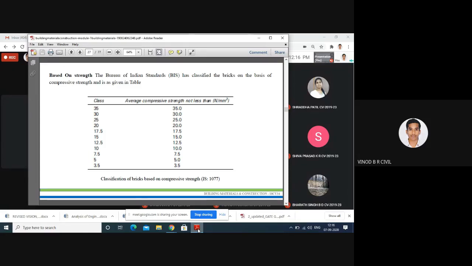If you come to cement or concrete, if the grade of concrete is M30, M is the mix proportion, and 30 is 30 Newton per mm square after the curing time. In a brick also we can expect compression strength. The code book is IS 1077. Based on this code book, we can expect what is the class and what is the compression strength of brick.